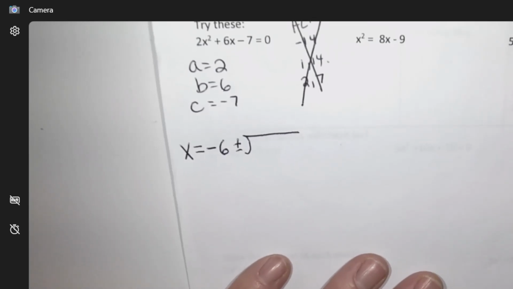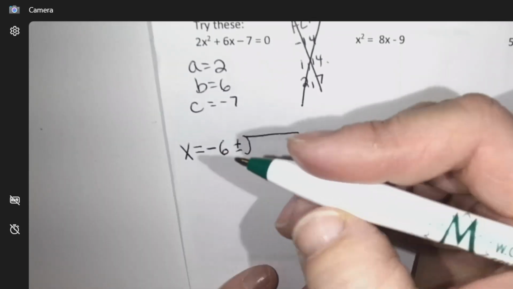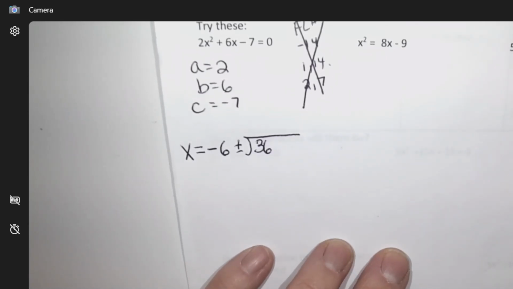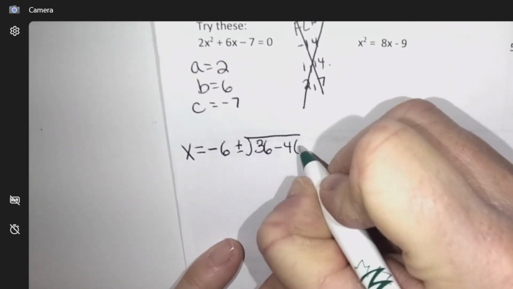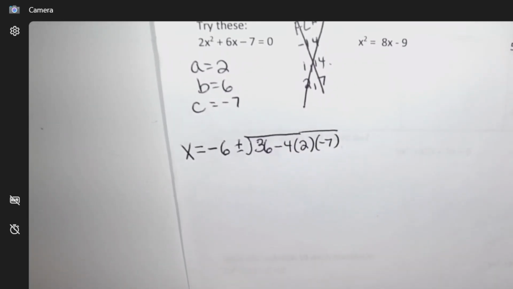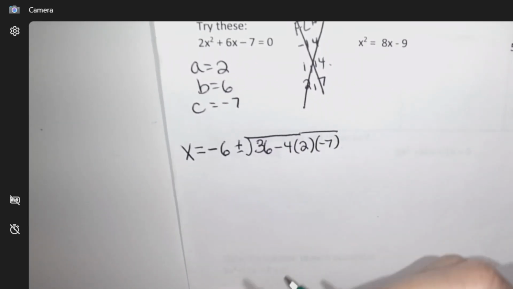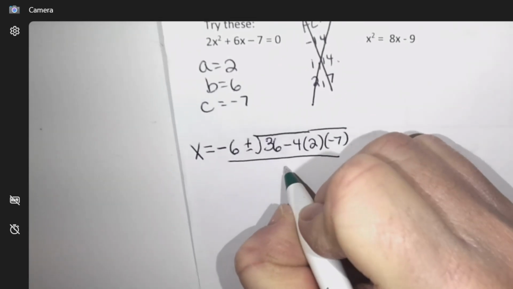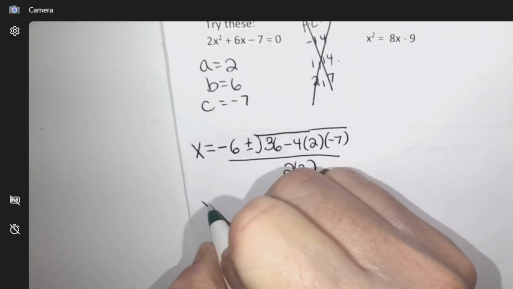I'm not going to write 6 squared. I'm just going to do that. What is 6 squared? 36. And then subtract 4 times 2 times -7. All over 2 times 2.